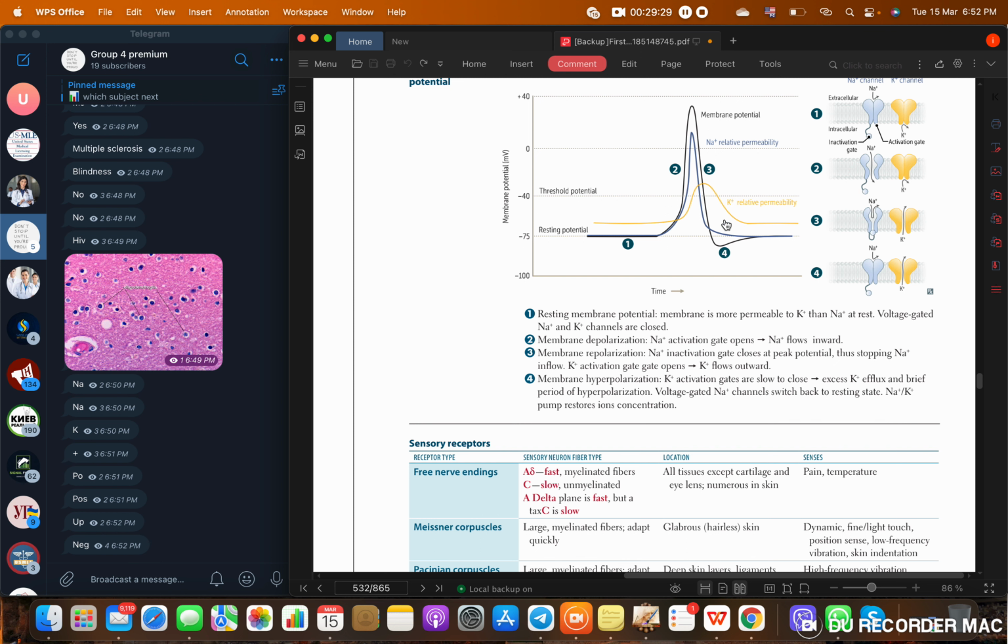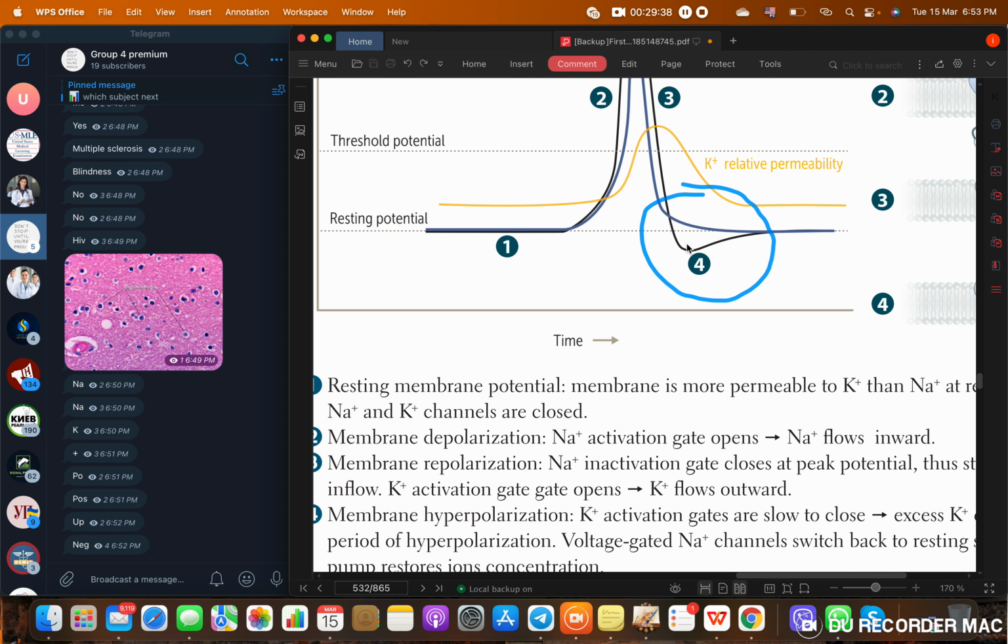And at this stage, we call it hyperpolarization. Why? Because it's even more negative than usual. Okay, you are at the stage where it's more negative than it should be. So we need to fix this.